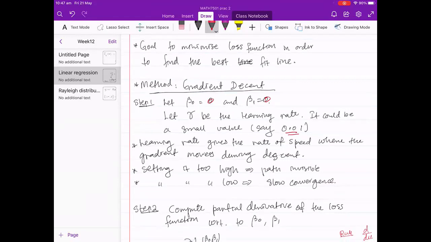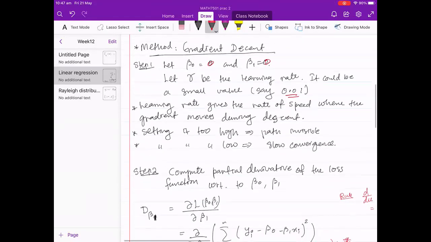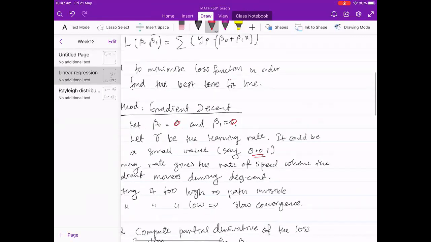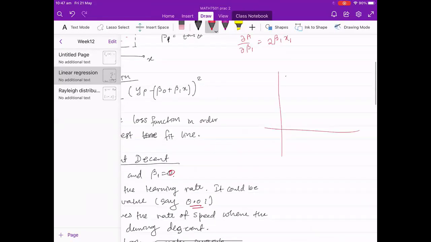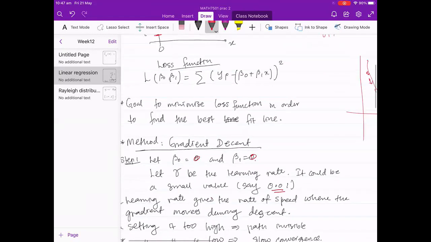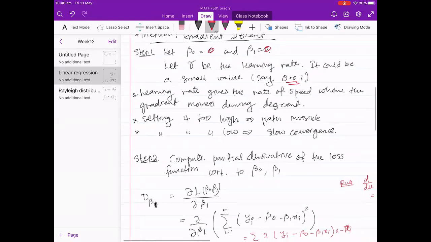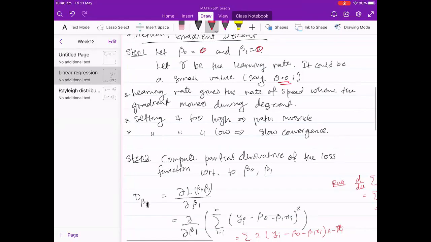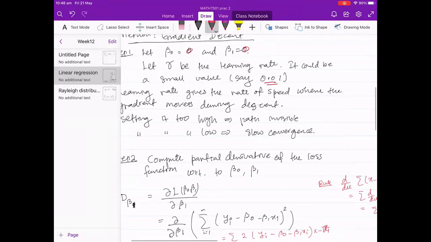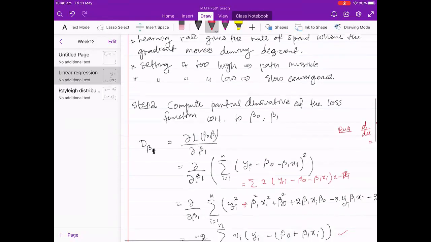The learning rate gives the speed at which the gradient moves during the descent. So for example, if your curve is something like this, you take a point and go in this direction until you get to the minimum. So that's the concept. Setting the learning rate too high might make you overshoot, or setting it too low might give you slow convergence.